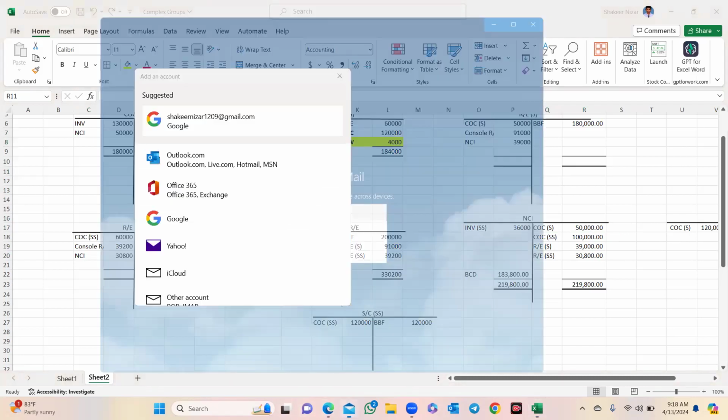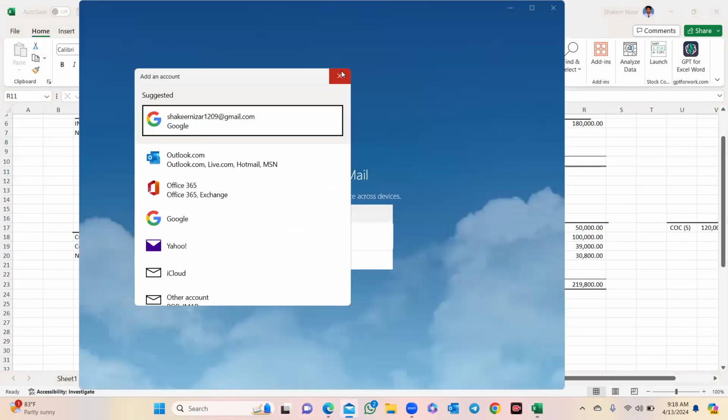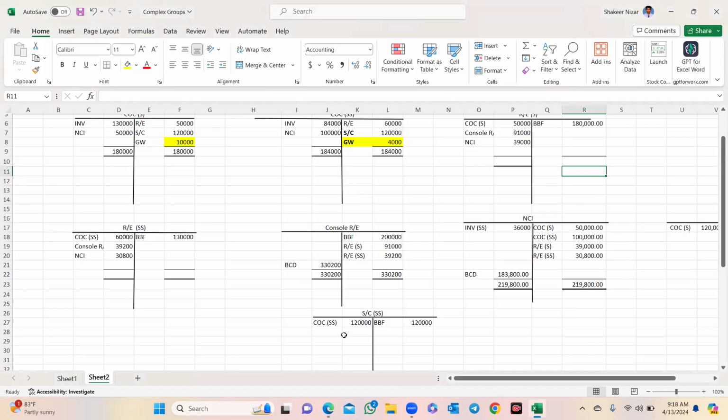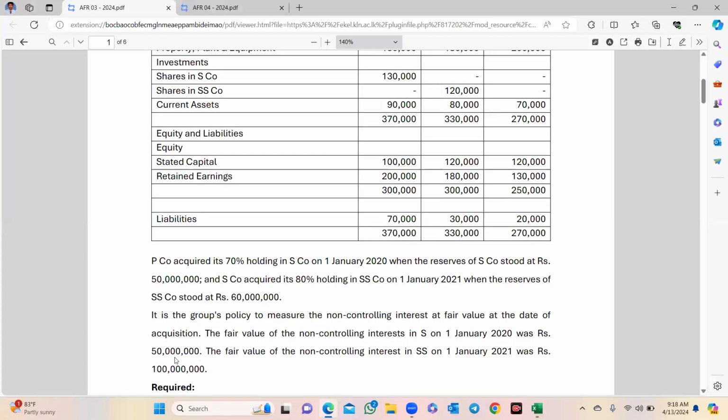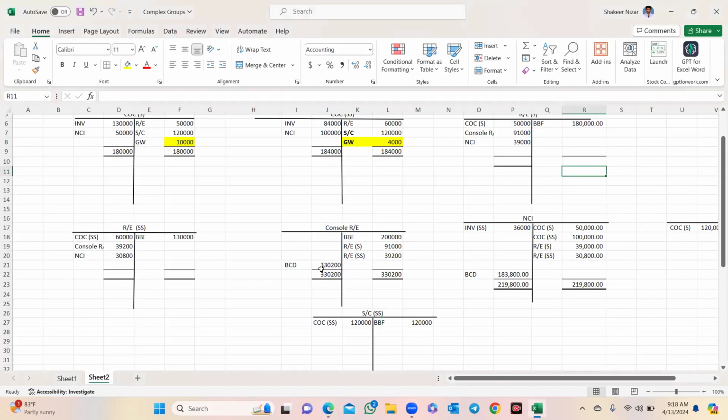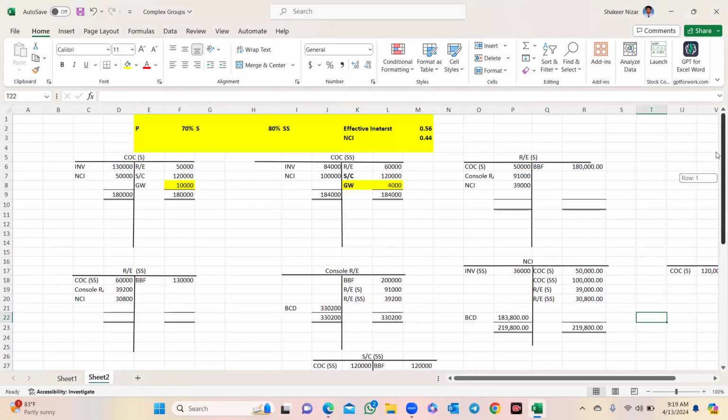Similar way, you can do this for the remaining one as well, the 100,000. So cost of control account debit 100,000 in SS cost of control, and the NCI account is credited by cost of control SS 100,000. That is the entries that you need to put in this regard. So with that note, we can go ahead.